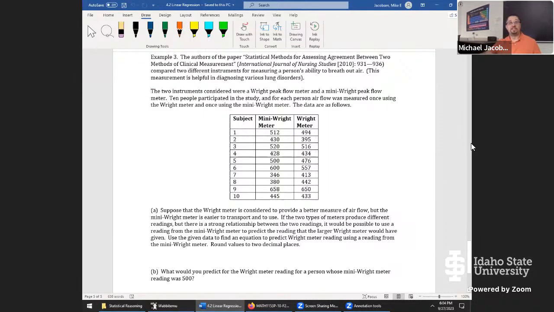So here's the situation. It says we have two instruments that were being considered. There was a Wright peak flow meter. Has anyone heard of that kind of device before, just out of curiosity? Awesome, some people have heard about it. If you're curious, let's take a look at a picture of that right now.